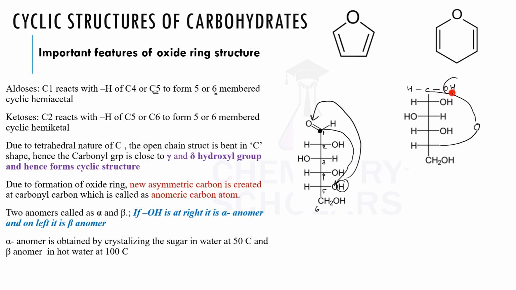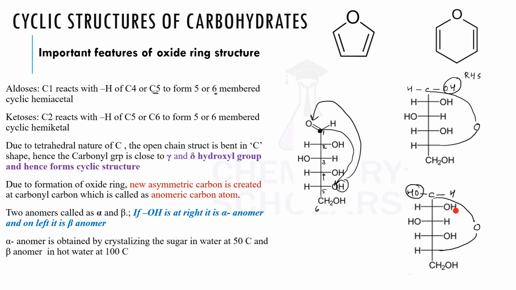Now here I have placed the OH group on the right hand side. The other possibility is that the same reaction can take place where the OH group goes on the left hand side. I'm not writing the oxide ring right or left, I'm just placing this because this whole ring is planar. So here we have written the OH group on the left hand side. Now this first carbon atom was initially achiral, and now it has become chiral. So a new asymmetric center is generated on the first carbon atom at the functional group, and this is called the anomeric carbon atom.